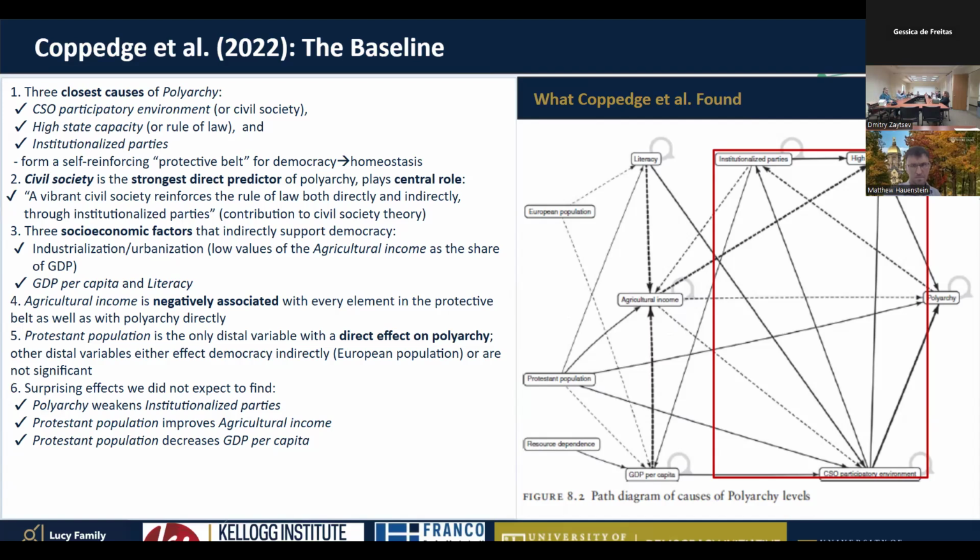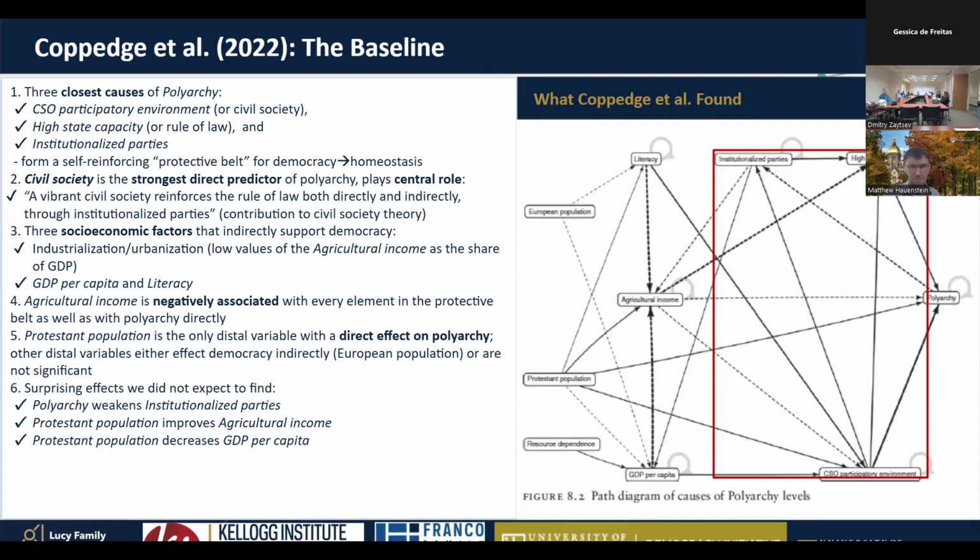And then there are other variables that are farther back, farther upstream in the causal chain. I'm sorry, I'm mixing metaphors there. But at the very end are things that are very causally distant and historically distant, static variables like European population, Protestant population, and resource dependence. And then there are some intermediate variables that are basically modernization variables: literacy, agricultural income, and GDP per capita.